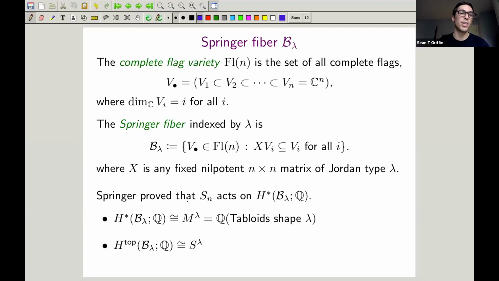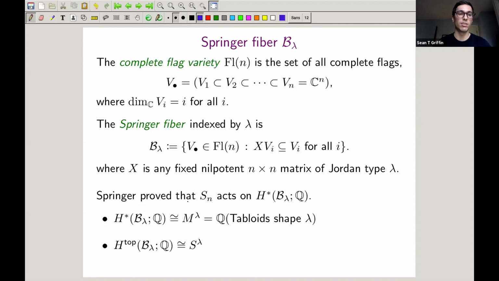So as you go along this flag, the dimension goes up by 1 each time. And the Springer fiber associated to a partition lambda is the set of all complete flags that are invariant under acting by a nilpotent operator, a nilpotent matrix of Jordan type lambda. And even though the symmetric group doesn't act on the variety itself, like in the spanning line arrangements case, it does act on the cohomology ring.